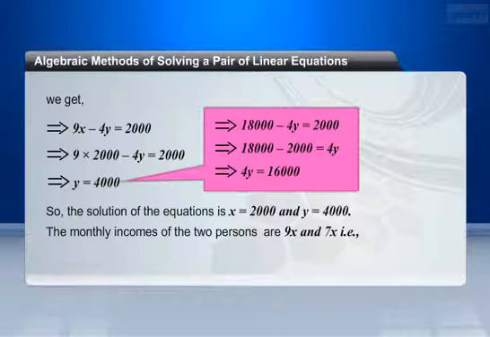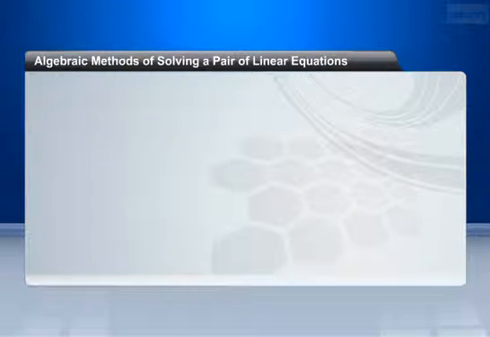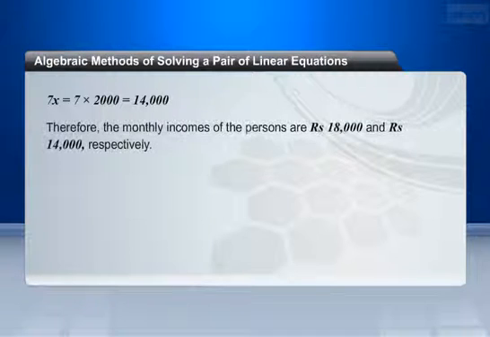The monthly incomes of the two persons are 9x and 7x, that is, 9x equals 9 into 2000 equals 18,000, and 7x equals 7 into 2000 equals 14,000. Therefore, the monthly incomes of the two persons are 18,000 rupees and 14,000 rupees, respectively.